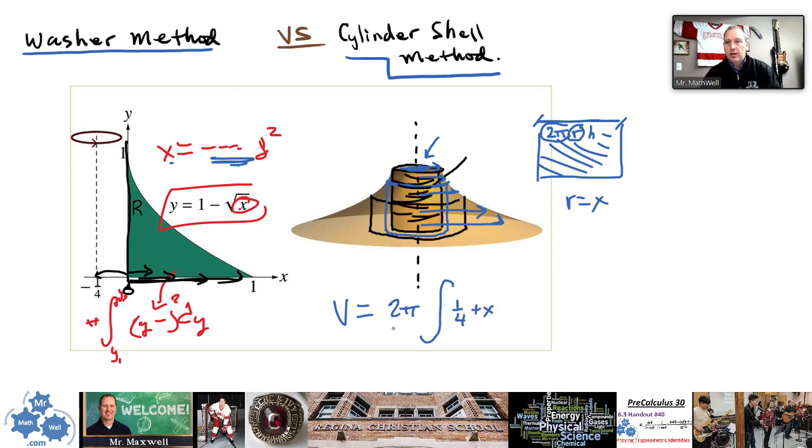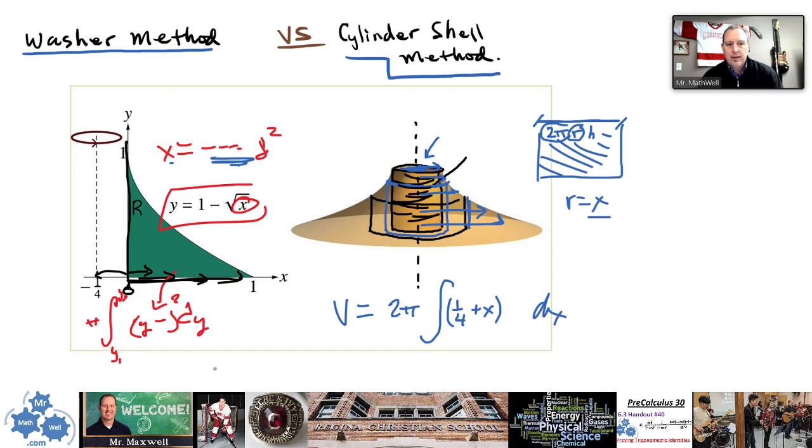We can talk a little bit more about that later, but I don't want to get too far into details here. I just want to give you high level stuff. So the radius this way is x. The radius of the shells is x. That's important. So if the radius is x, what about the little differential, the little width of each of these shells? Well, that's in this direction again, so this is dx.